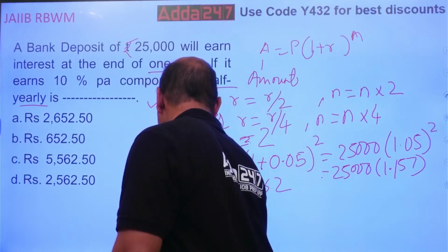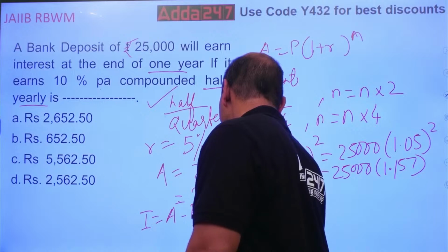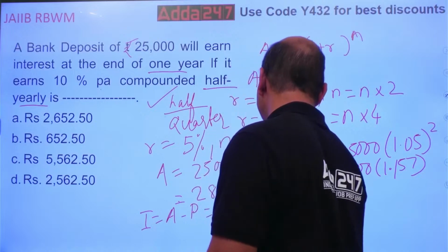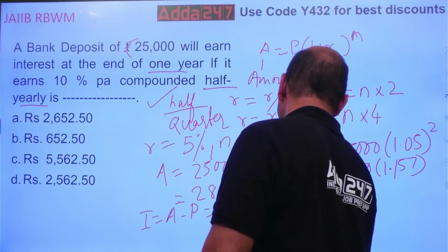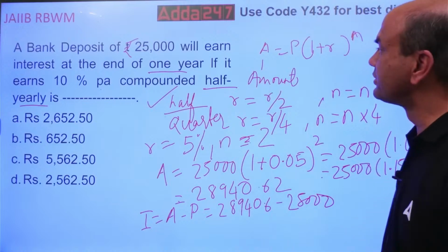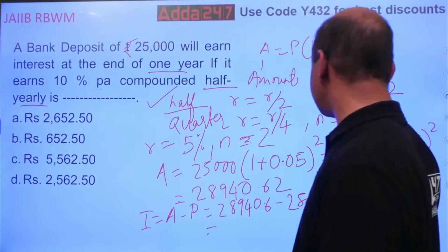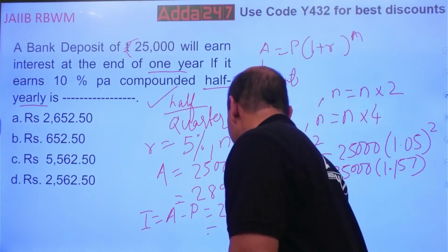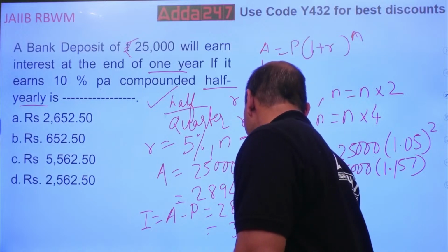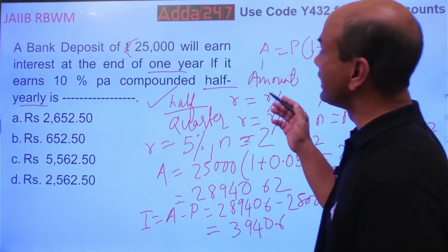A minus P. What is A? 28,940.6 minus P. What is P? 25,000, the principal. So now get the answer. It is something 3,000. 3,940.6. This much is the interest which you will be getting.